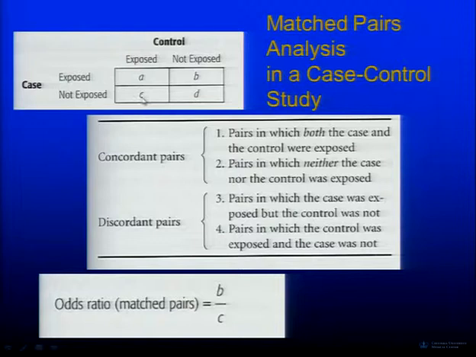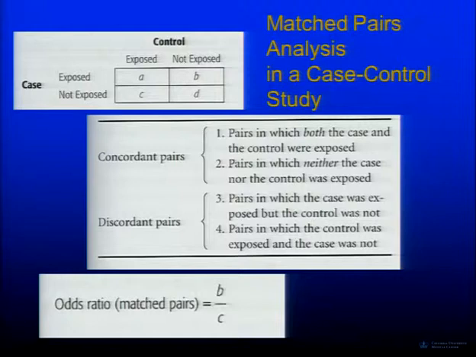Those are discordant. It means that each one of these inside C is like a pair of people, and you have one that's exposed and one that's not. That means discordant. So when you do an odds ratio for matched pairs, you don't care about A or D, you get rid of them, and the formula is simply B divided by C.